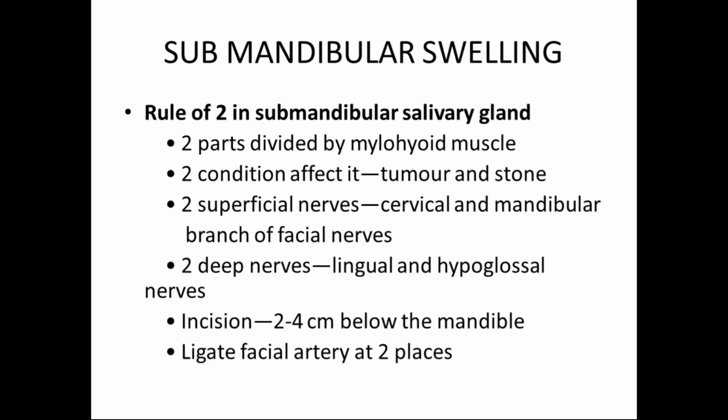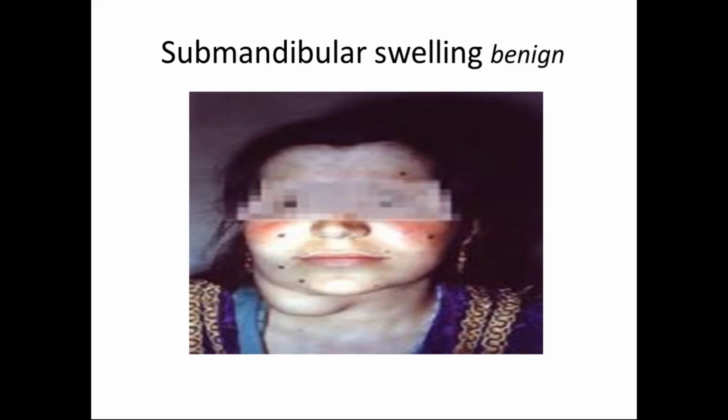Incision is 2 to 4 centimeters below the mandible, and I already previously told you, the facial artery should be ligated there. See, the facial artery is ligated at two places. This is the rule of two in submandibular salivary gland swelling. So you can see this. Submandibular gland swelling.